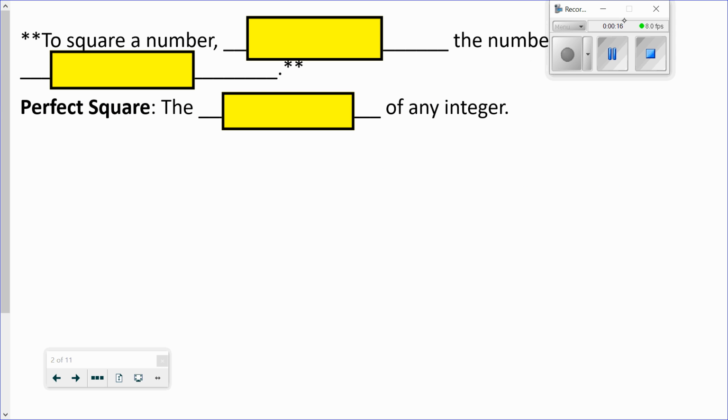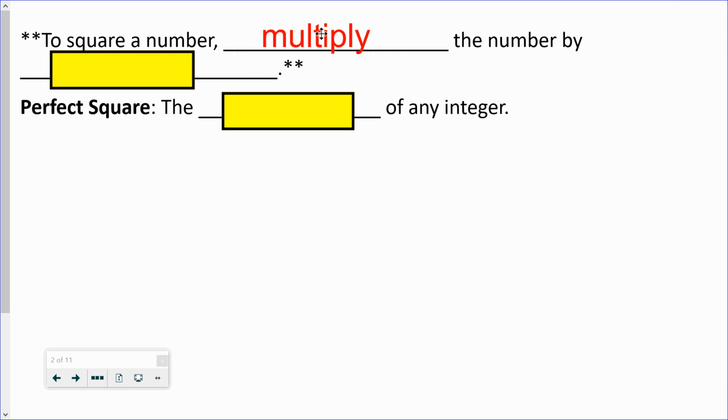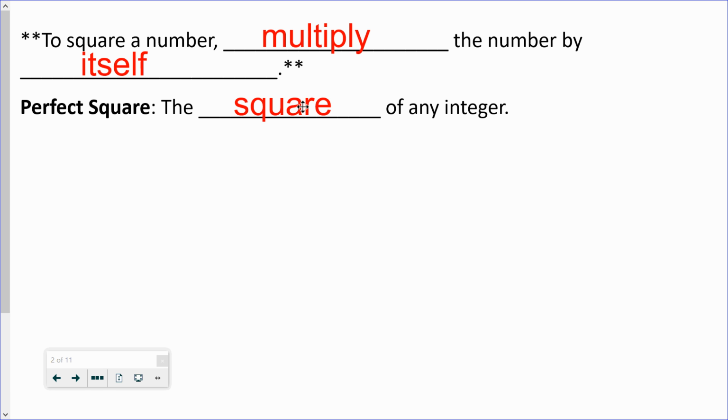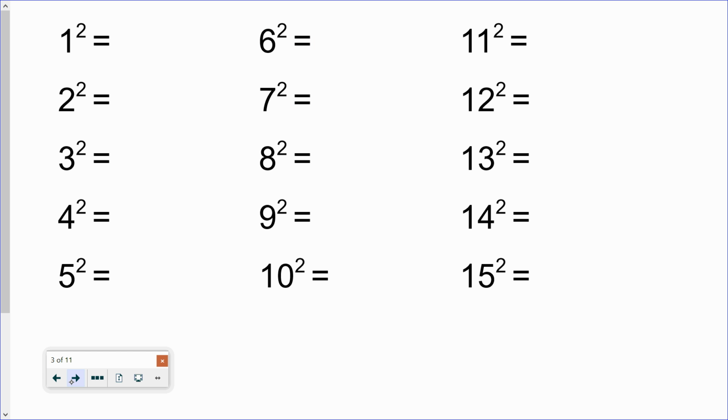So, to square a number, we're going to multiply the number by itself. A perfect square is a square of any integer. Okay? So what's that mean? Well, here we have some. We should be able to do most of these.